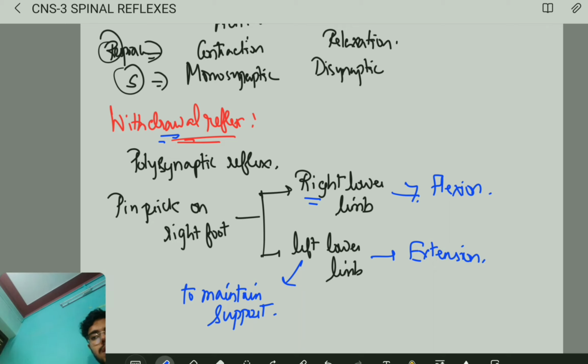Understand? Okay. So with this, I finish off with the spinal reflexes.